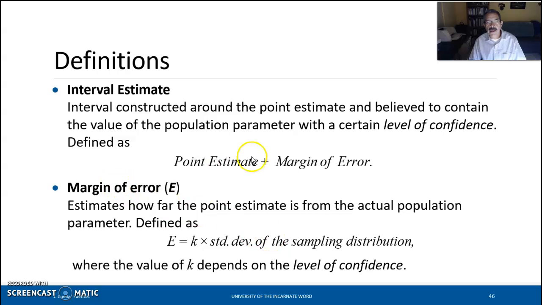point estimate of the population parameter, and that we believe contains that population parameter with a certain level of confidence. And that's defined as a point estimate plus or minus this quantity called the margin of error. For the margin of error, we use a capital letter E. And this estimates how far the point estimate is from the actual population parameter, and is defined as K times the standard deviation of the sampling distribution, where this constant K depends on the level of confidence.